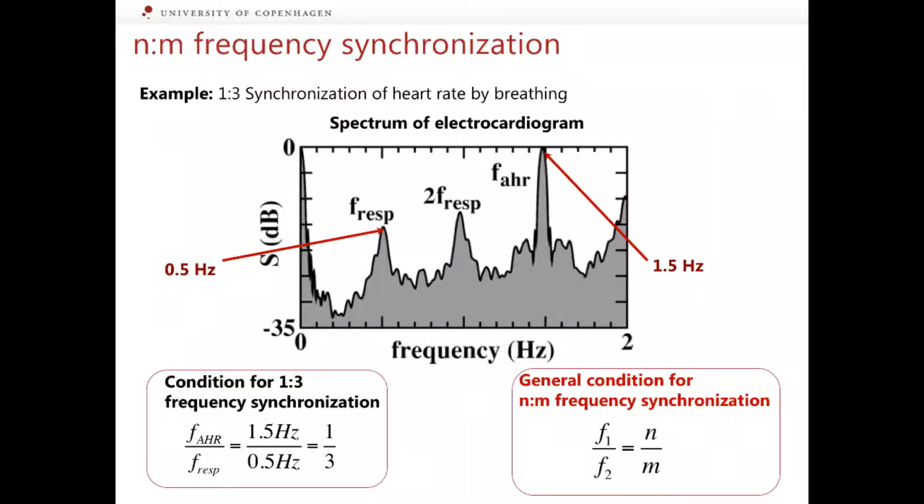The general condition for N-to-M frequency synchronization between two interacting processes can be formulated as follows. The frequencies of these processes should be related as integer numbers n and m. In other words, the ratio of frequencies should be a rational number.